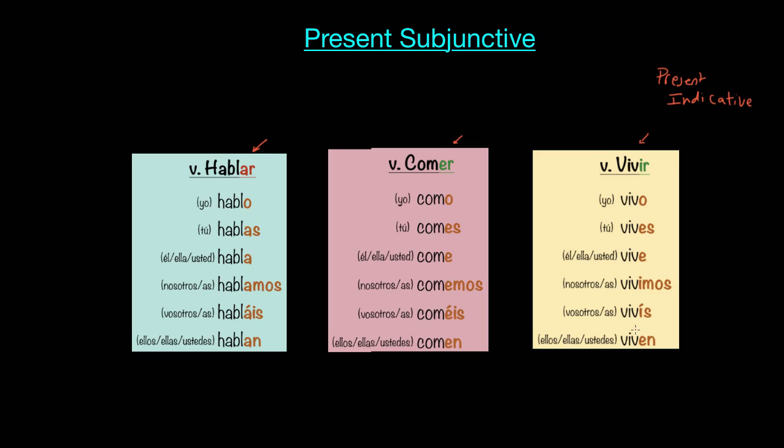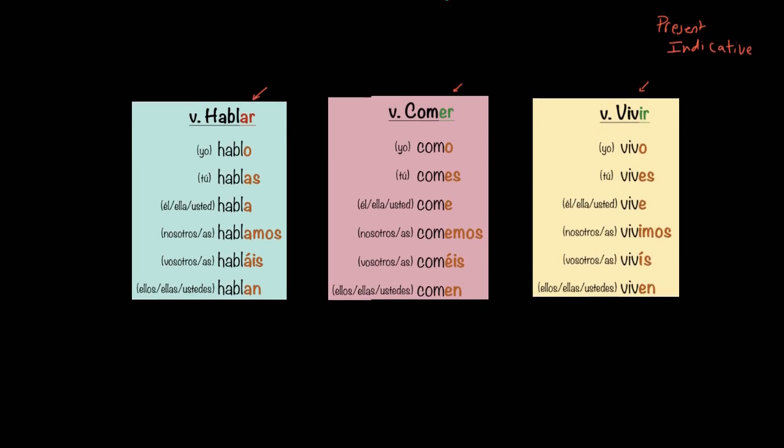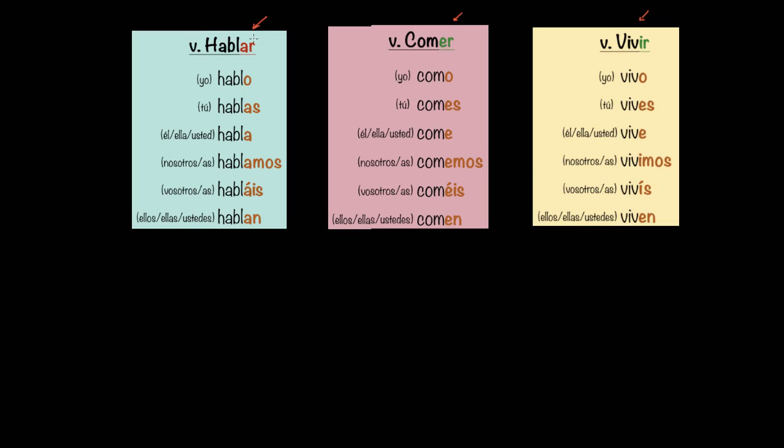Now, why have I put here the endings of the present indicative? The reason is that we need them in order to construct the present subjunctive. If we know our present indicative well, building the present subjunctive is easy peasy. If you remember, we've got three different sets of endings in the present indicative. One set for the AR verbs, another set for the ER verbs. So notice that these endings are slightly different from these endings, even though the I form always ends in O. And a different set of endings for the IR verbs.